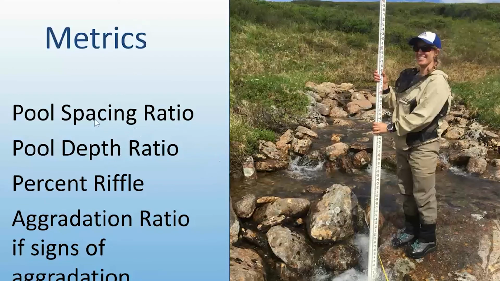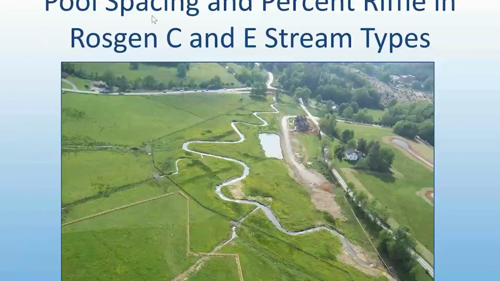All right, so here are our metrics. So we're going to always measure a pool spacing ratio, a pool depth ratio, and a percent riffle. And then if we have signs of aggradation, we will measure an aggradation ratio. So just to show you some examples of that.